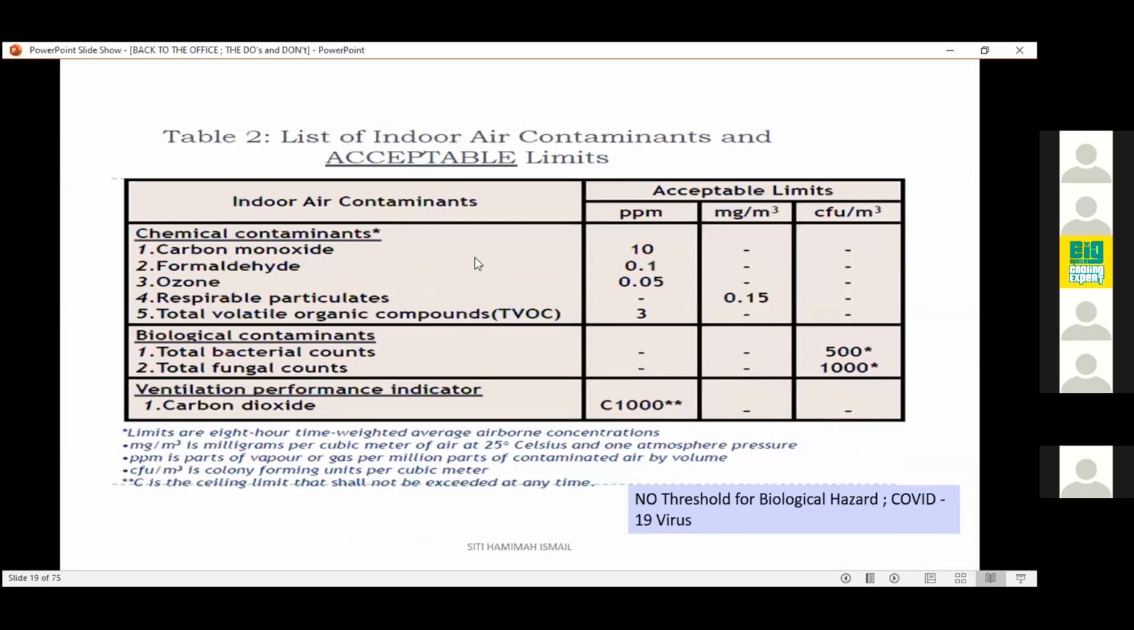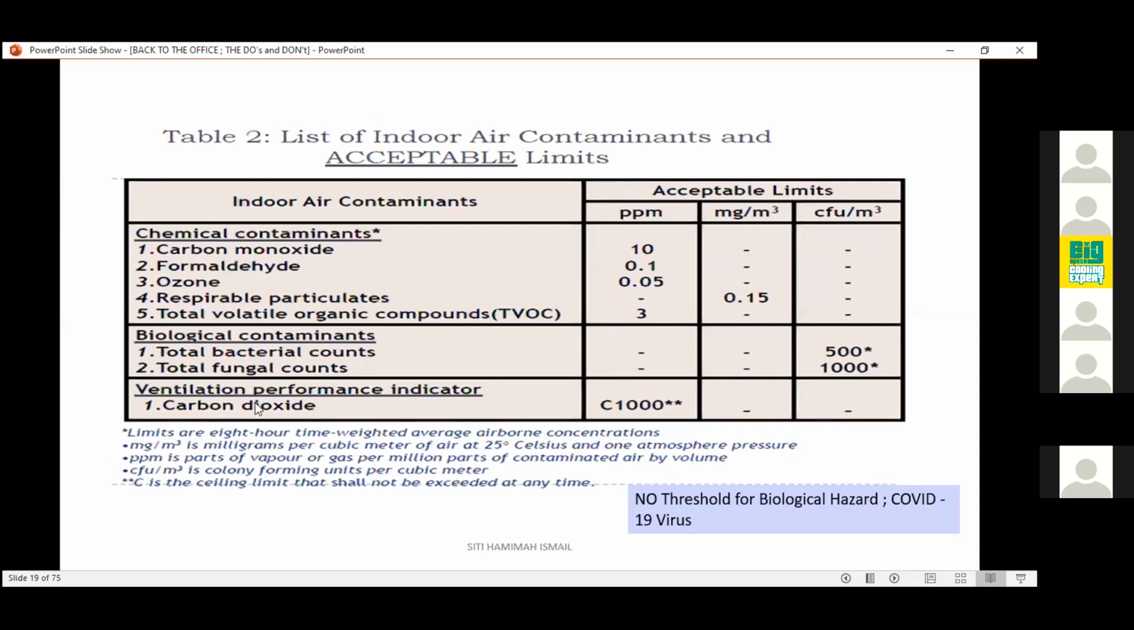Why do I mention Table 2? If you see, it has 5 elements of chemical contamination. Okay, 1 to 5. Carbon monoxide, its threshold is 10 ppm. Formaldehyde is 0.1 ppm. Ozone 0.05. Respirable particulate is 0.15 mg per meter cube. Total volatile organic compound 3. So these 5 particular elements basically you cannot exceed this particular threshold within an 8 hour time weighted average. Meaning within the 8 hours you work, you cannot exceed this threshold.